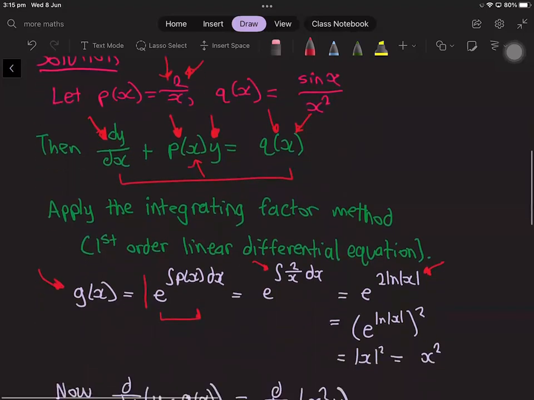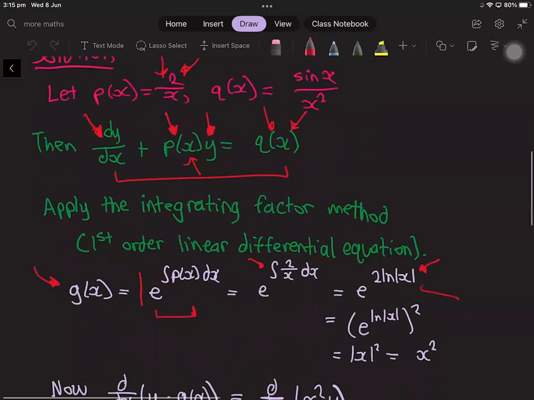And this over here is equal to e to the log of absolute value of x all squared. And this part inside here will just be equal to the absolute value of x and then squared. And this is the same as x squared. So the integrating factor g of x is equal to x squared.